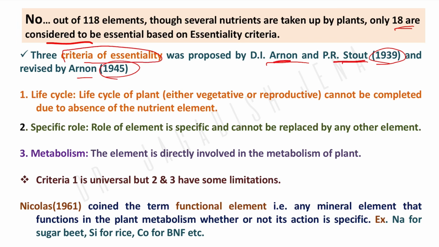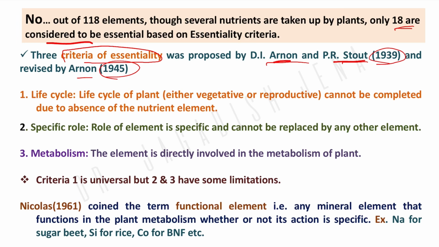There were 3 criteria of essentiality. If any particular nutrient fulfills the 3 criteria of essentiality, then it will be categorized under essential nutrients. So that is one type of designation. If you successfully complete your master's research and PhD research, then you will be promoted to master's or doctorate. Like that, if any nutrient fulfills the criteria proposed by Arnon and Stout, then that nutrient is promoted to essential nutrient. So what are those criteria?